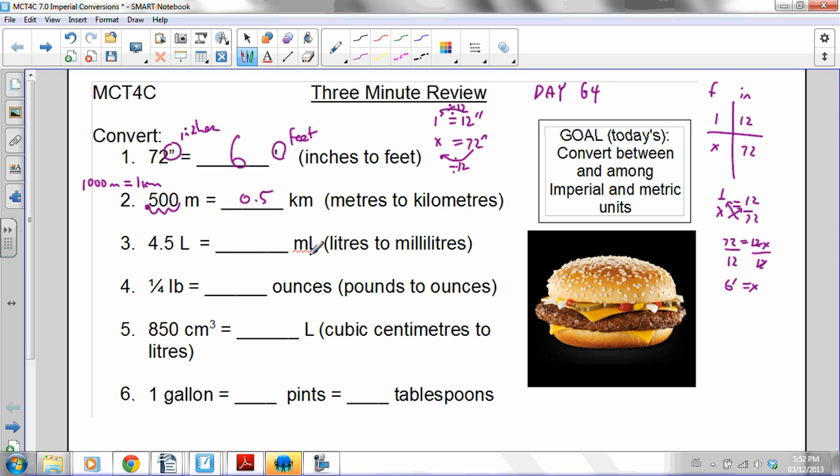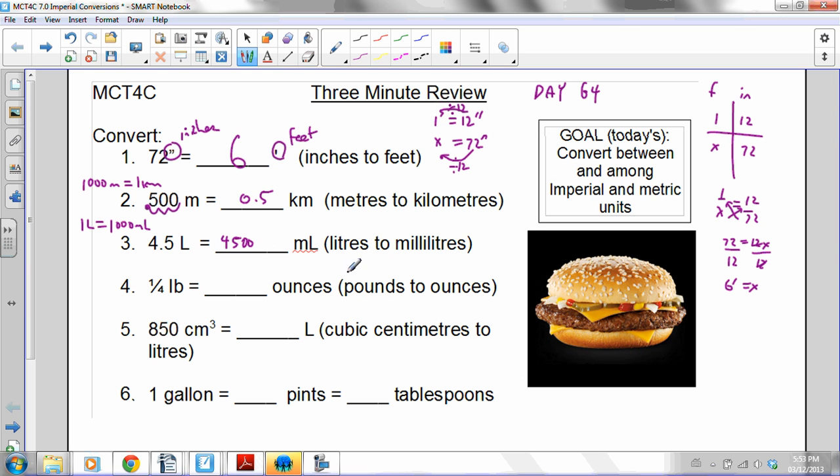Liters to milliliters. Milliliters are small, so this is going to get big, right? And the little rule is 1 liter is 1,000 milliliters. If I needed to, I could set up a ratio or a proportion, but this one I think I can handle. Most of these we should be okay. 4.5 liters is 4,500 milliliters.